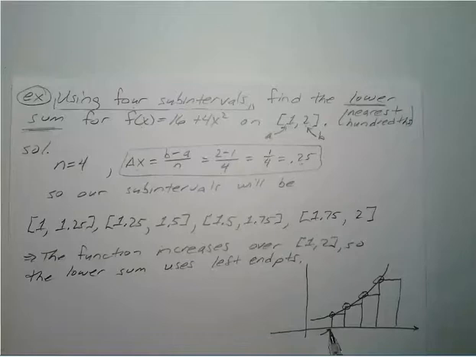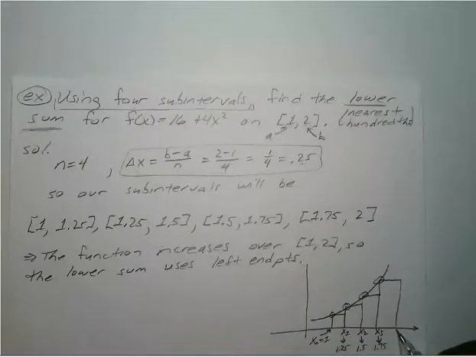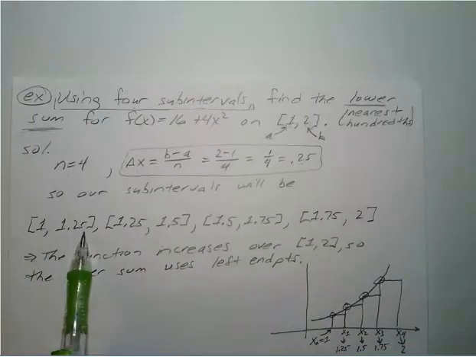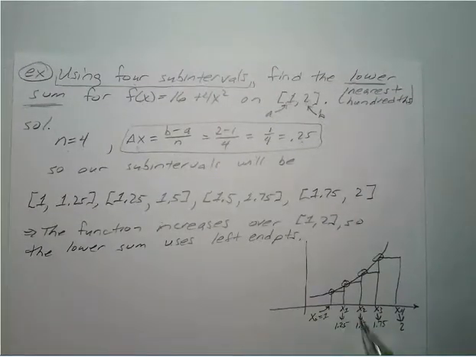That means your x of 0 is going to be 1. Your x of 1 is 1.25. Your x of 2 is 1.5. Your x of 3 is 1.75. And your x of 4 is 2. Okay, so we're just going with our regular intervals. So each rectangle is in its own interval. Okay, so from 1 to 1.25, 1.25 to 1.5, and so on and so on.